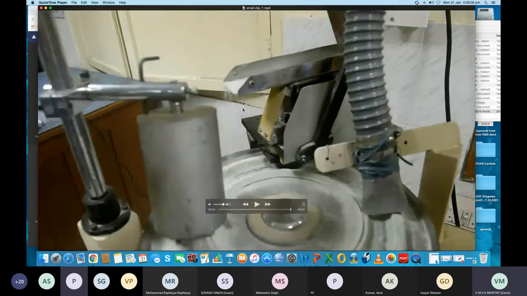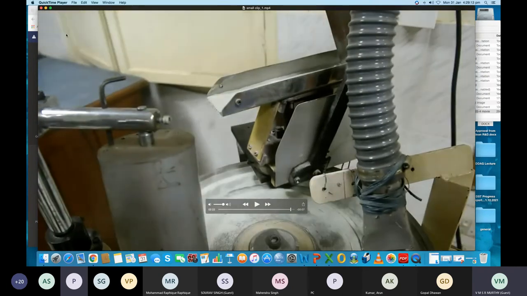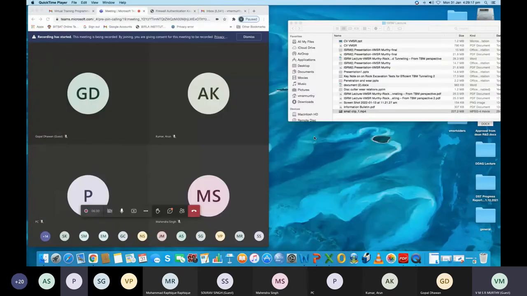These are some of the facilities I just wanted to share. There is some video lag, a time lag also. I think you got some idea, sir, of what exactly we have developed under this project. Otherwise, we also have some facilities right from the beginning. So I think that's all for now. It's over to you, sir.